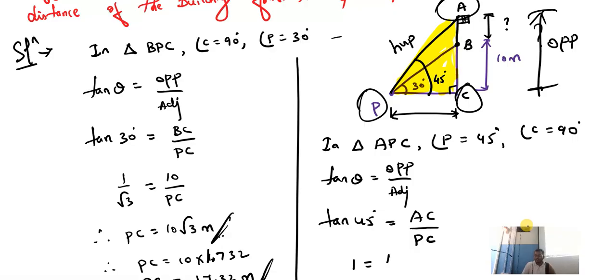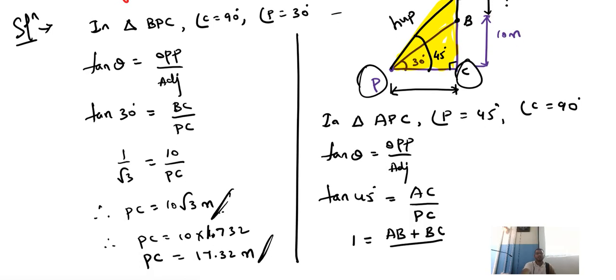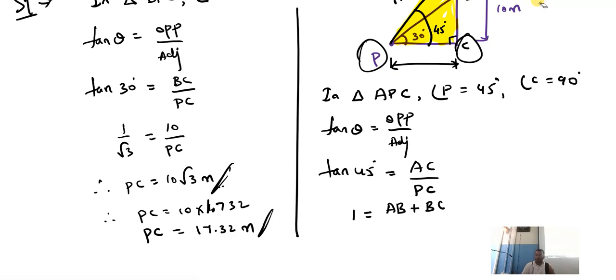Now what is tan 45? 1. What is AC? AC is AB plus BC. This is AC, right? If you add AB plus BC, then you will get the full side. Clear? Now, let me substitute, divided by PC. Now, what is the value of PC? Don't take 1.732 or 17.32. Just take the value of root 3 only. Later we'll see it. So now my PC value is 10 root 3.